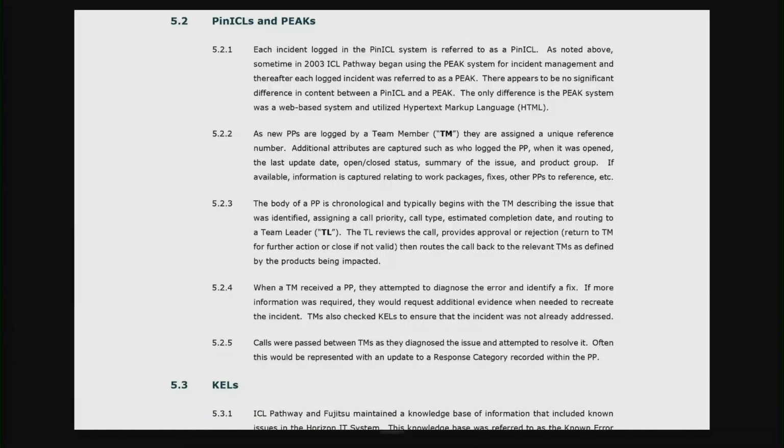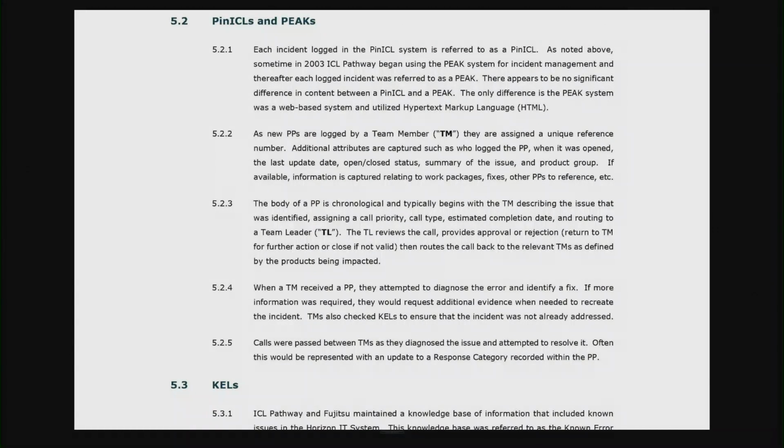You say new PPs, that's Pinnacles or Peaks, are logged by a team member, and they're assigned a unique reference number, is that right? Yes. Which sets out when it was open, the last update to it, its open or closed status, a summary of the issue, and the product group. We'll see one of these in a moment. Yes. If available, information is captured relating to work packages, fixes, other Pinnacles or Peaks for reference, is that right?